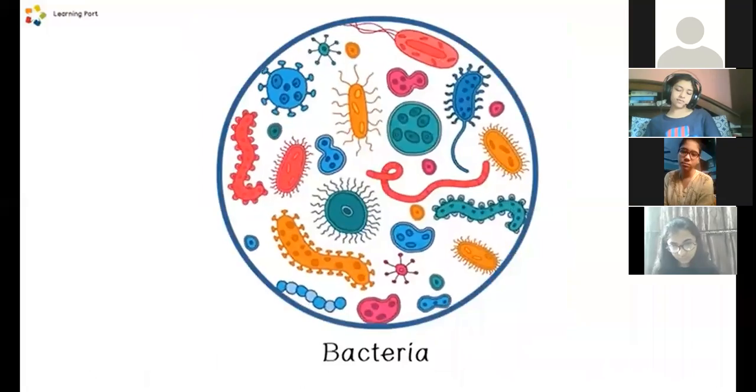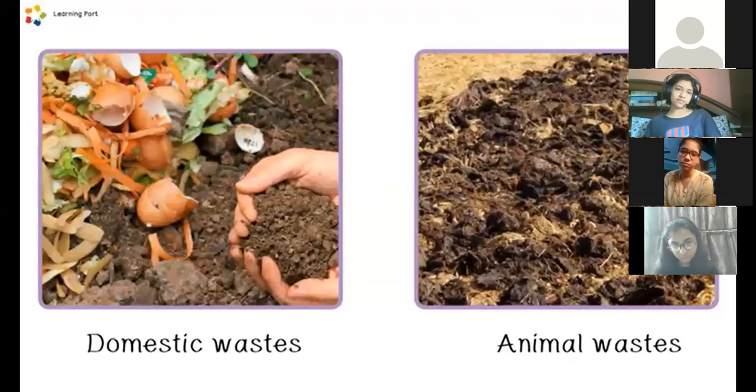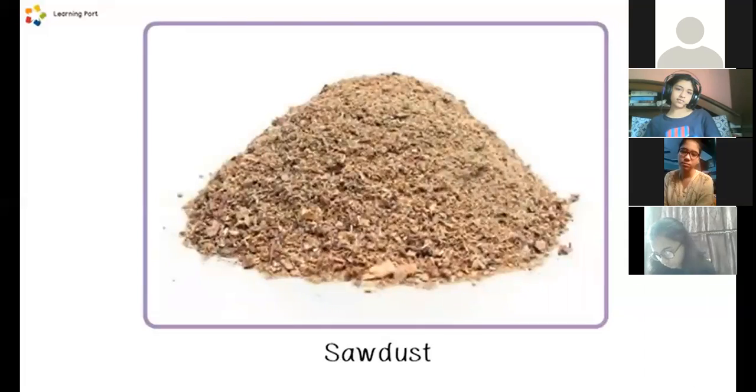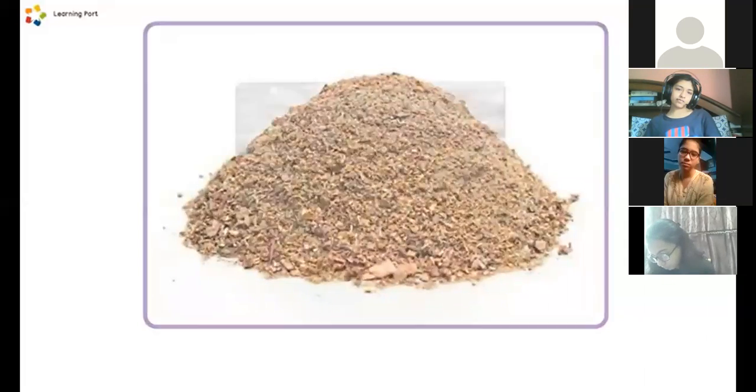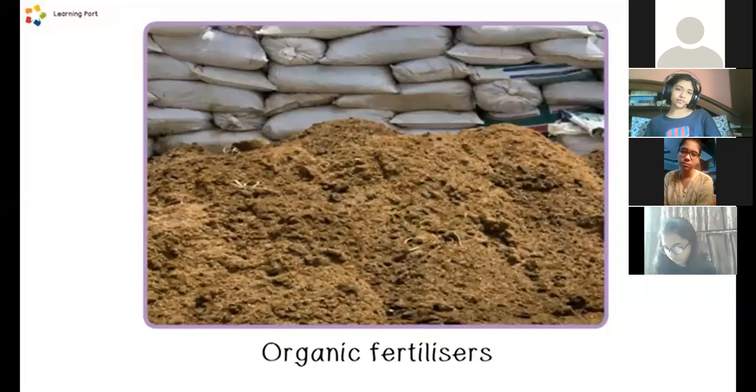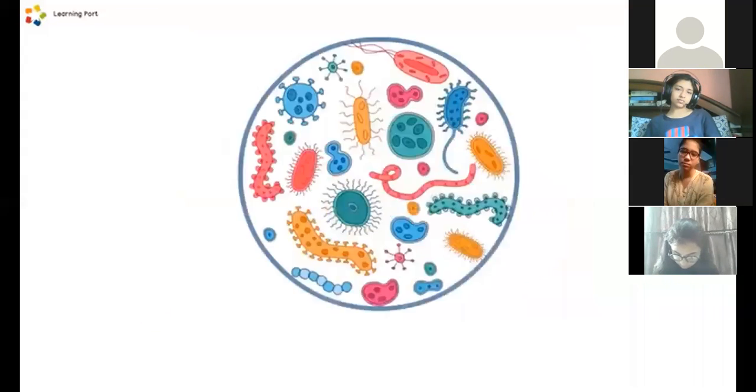Bacteria break down big organic substances to become smaller and simpler compounds. Decomposed wastes are mixed with grass or sawdust to make natural organic fertilizers. These compounds return to the soil as nutrients.